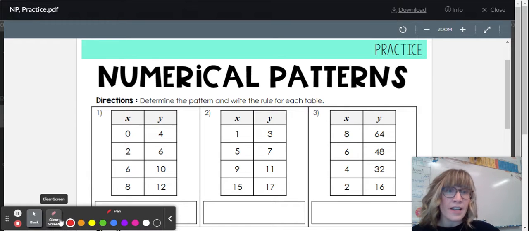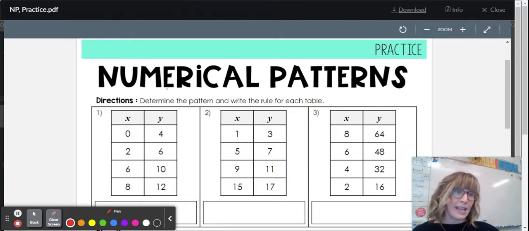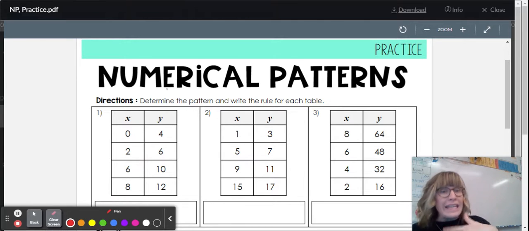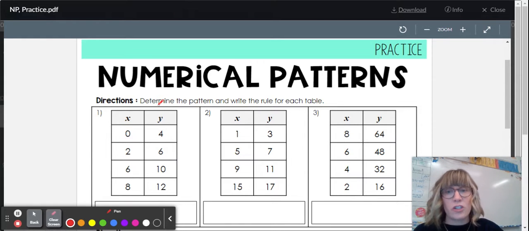Team, so here we are in the practice sheet. So you can make sure your sheet looks like this at the top, all about numerical patterns. So we're going to keep going with these number patterns. So we're going to solve some more mysteries and determine kind of what's happening in these different tables. I like to think of them like a little function machine. So the directions say we're going to determine the pattern and we're going to write the rule for each table.